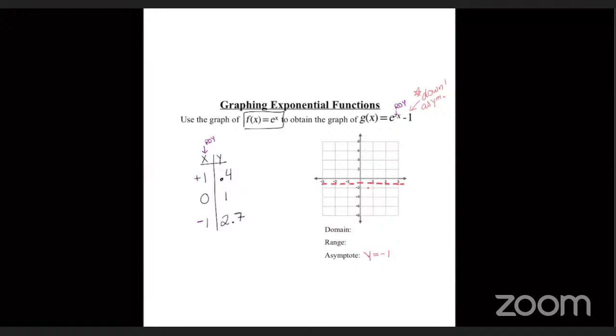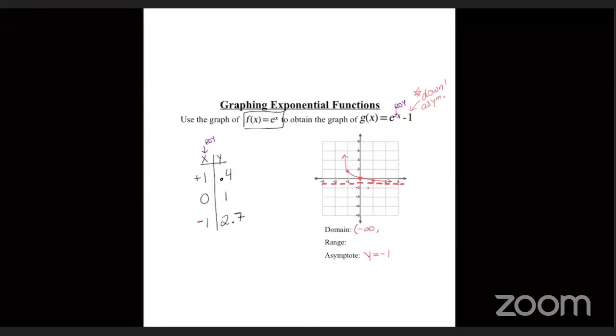Negative... plus 1, 0.4, so that would be here-ish, and I need to move it down 1. And then 0, 1 would be here, move down 1 would go through 0, 0. And then negative 1, 2.7 would be about here, move down 1 would be at about 1.7. And so let me get rid of those other dots. Those are the originals. I moved all of them down 1. And our graph would look something like that.